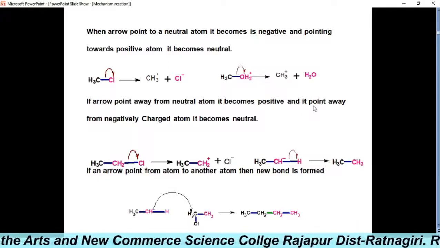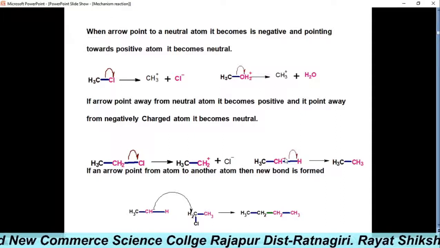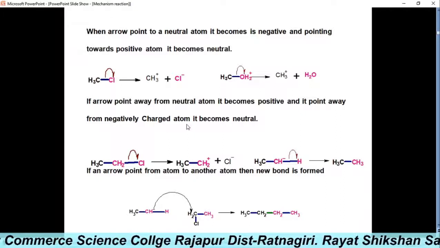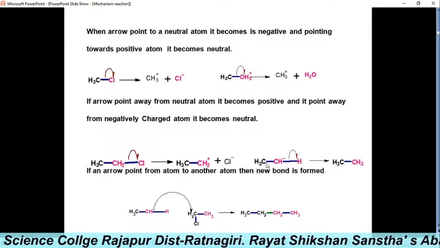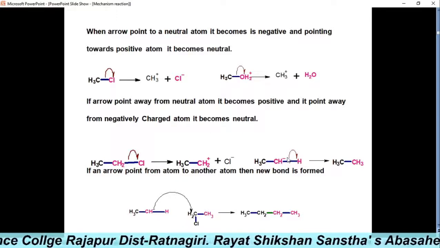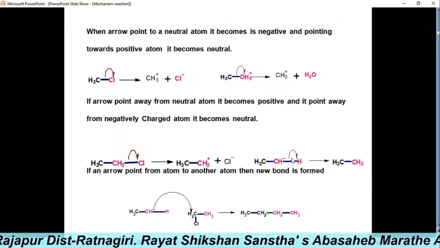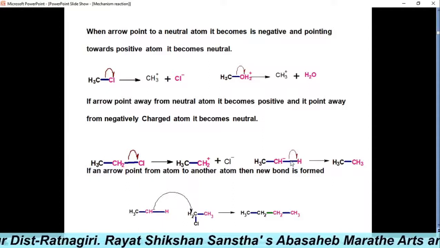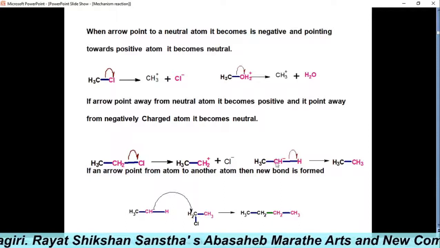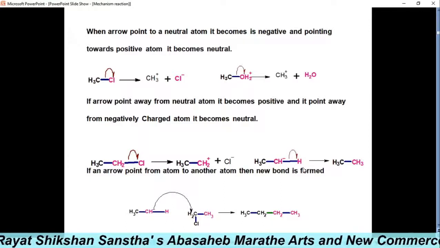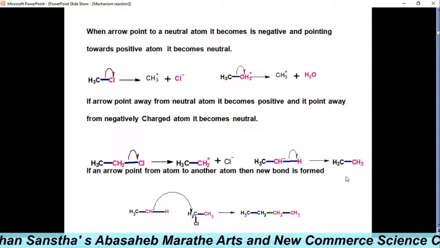Second point we have seen: if the arrow points away from a negatively charged atom, then it becomes a neutral atom. See here these examples. This CH minus has a negative charge. So pointing this arrow away from this negatively charged carbon, it becomes a neutral molecule.